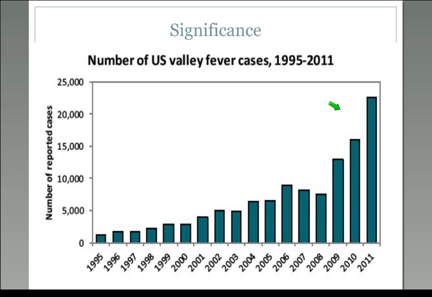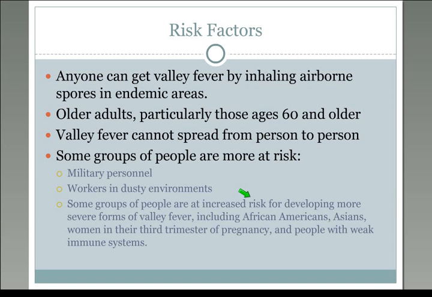Since 1995, we've pushed hundreds of thousands of troops through the southwestern states. And lots of them were probably some of the more susceptible people to it. They're more susceptible particularly to the disseminated form, and that's the one that can quite often kill people. So that's kind of the risk factors.